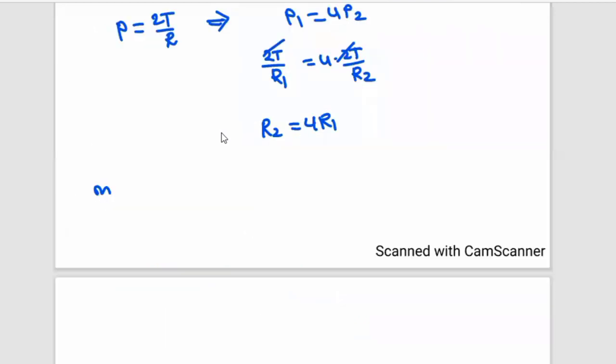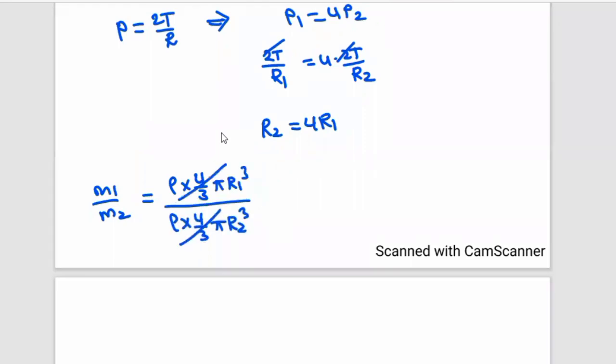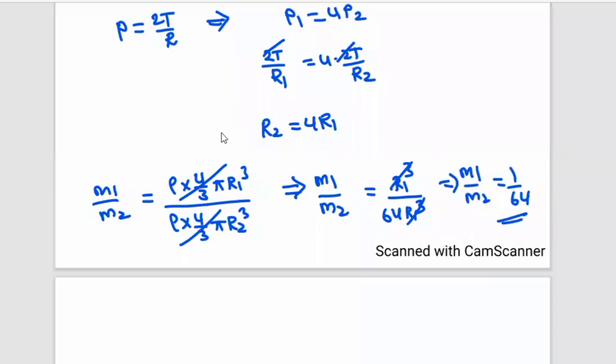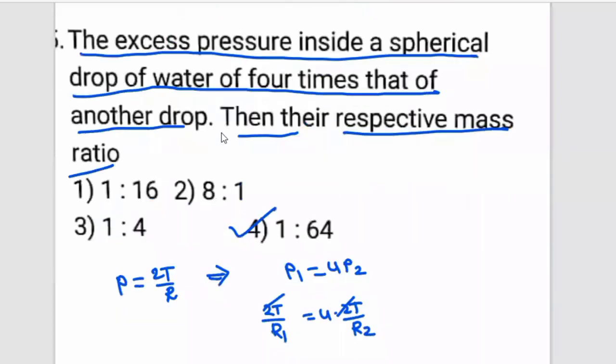They're asking the mass ratio. Mass ratio M1 is to M2 is equal to, mass equals density into volume. Rho into volume, you can write as rho into 4/3 pi R1 cube divided by rho into 4/3 pi into R2 cube. Rho 4/3 pi, rho 4/3 pi gets cancelled. M1 is to M2 is equal to R1 by R2 whole cube. Taking R1 as R1 and R2 as 4 times R1, the mass ratio M1 is to M2 is equal to 1:64. Option 4 is correct.